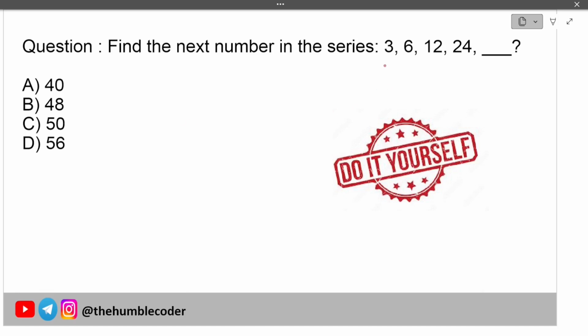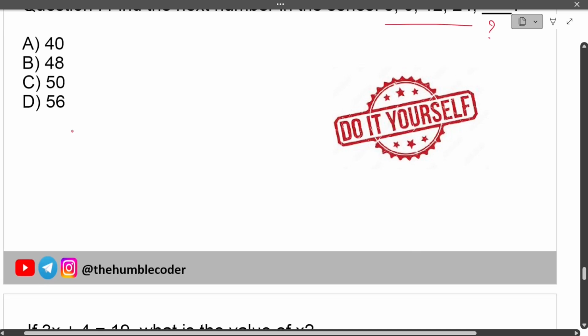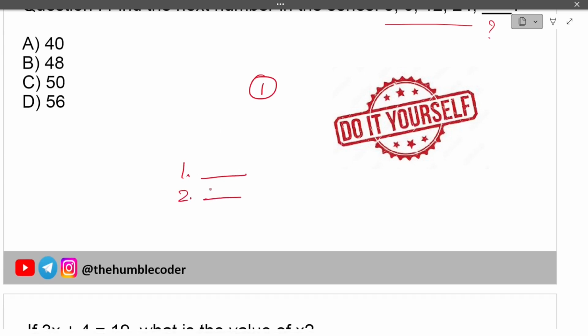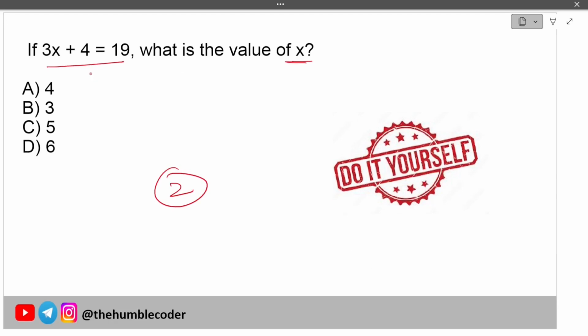So we have a number series. We have to find out the next term in this series, and you are being given these options. This was question number 1. You will write your comment as 1 and then the answer, and then 2 and then the answer. The second question, question number 2: we have been given an expression. You have to find out the value of x in this expression. So comment down your answers below.